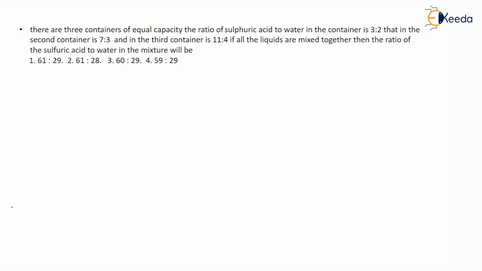Okay, so here is a question. There are three containers of equal capacity. The ratio of sulfuric acid to water for the first container is 3:2. For the second container it is 7/3, and for the third container it is 11/4. So you can see there is a total of 5 units here, here it is 10 and here it is 15.